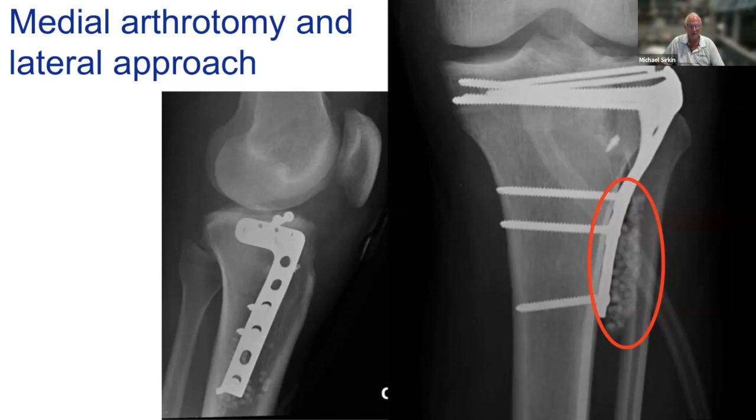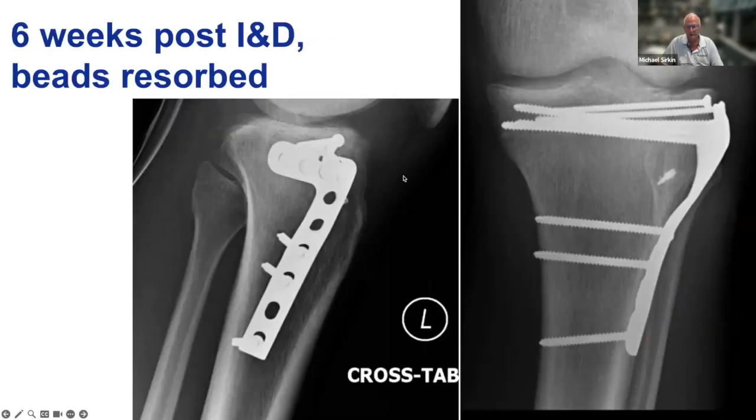Same approach, medial parapatellar approach and a lateral approach to the plate. And here I've outlined the calcium sulfate beads because his soft tissue is good. Keep an eye on this anchor because this is going to come into play later. So here he is, 6 weeks, he's healing, beads are resorbed.